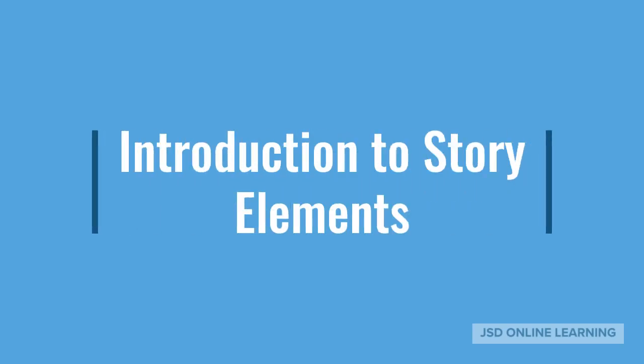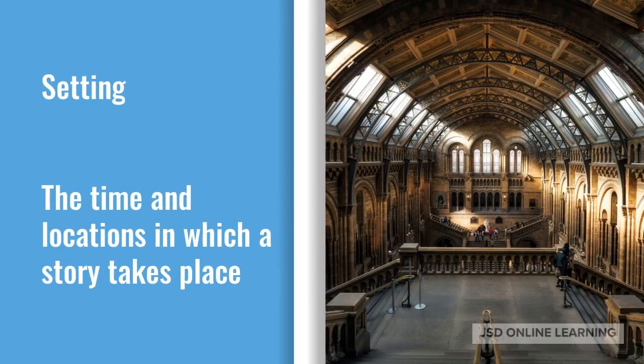I'm going to teach you about story elements. I think that the setting is probably the easiest element of a story to comprehend. It's the time and locations in which a story takes place. So whether the story takes place in America in the 50s or in a fictional world in a castle makes a big difference to the story. So it's definitely an important element to consider.